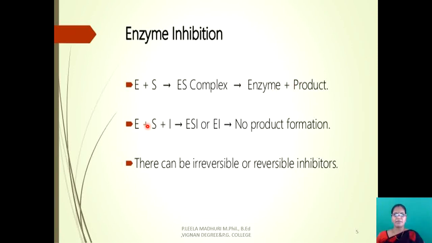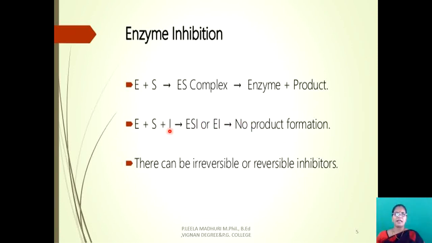In the case of enzyme inhibition, the enzyme has active sites. To these active sites, generally the substrate will come and bind, but in the presence of an inhibitor, there is a probability of the inhibitor binding. So enzyme plus substrate plus I gives rise to the enzyme substrate inhibitor complex, or EI complex, so that the reaction cannot move forward and no product formation takes place.